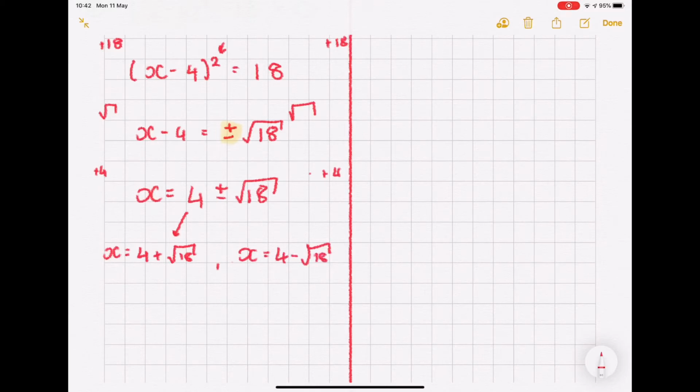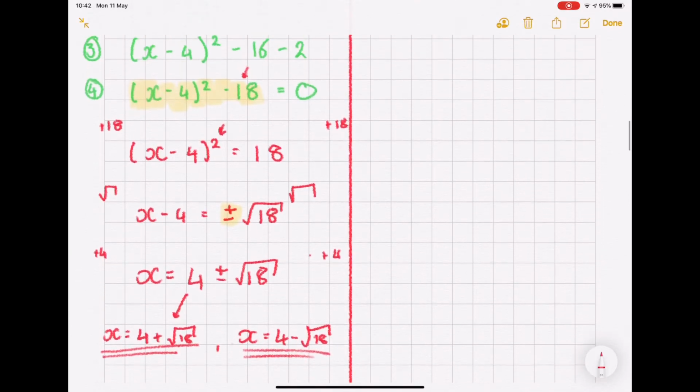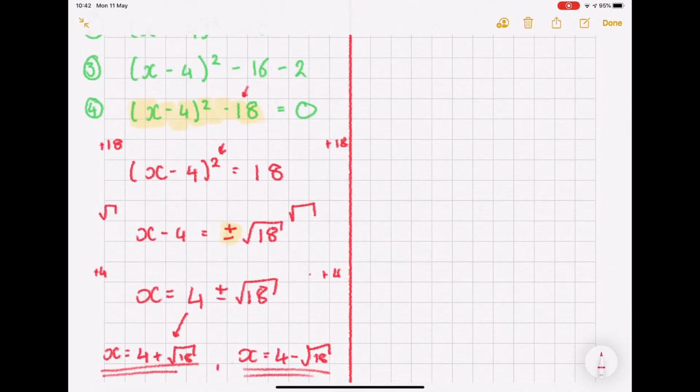So if we were to draw a graph, and this graph is going to be a bit skew-whiff and dodgy, we'd know our quadratic equation crossed here at 4 minus root 18 and crossed here at 4 plus root 18. So that's what that means. Don't need to really bother with drawing the graph for these, but just so you know how it relates to the actual graph. So those are your two answers there. 4 plus root 18 and 4 take away root 18.